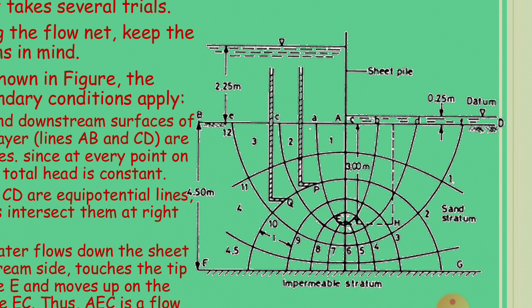The first boundary condition is that the upstream and the downstream surfaces of the soil layer, that is lines AB and CD, are equipotential lines, because at every point of lines AB and CD the potential head is constant. The next boundary condition is that all the flow lines intersect the surfaces AB and CD at right angles, because lines AB and CD are equipotential lines.